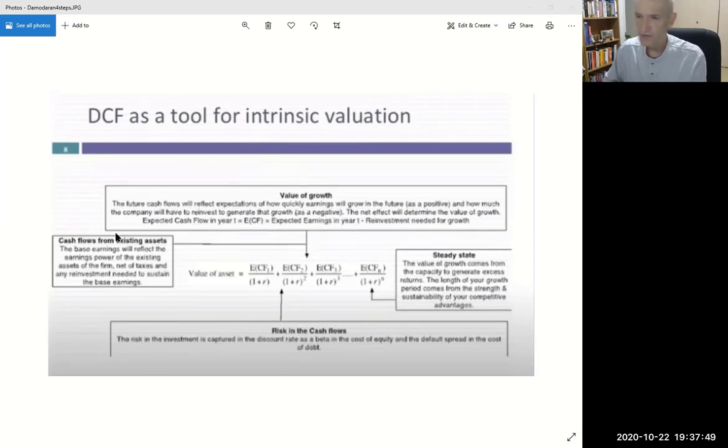Now there are 3 models. You have to use at least 3 models. The 3 that most students use: one's a dividend discount model, which combines these first 2, the existing assets and the value of growth. It combines those into one and adjusts the growth rate to get that all together. So there's only one growth rate.